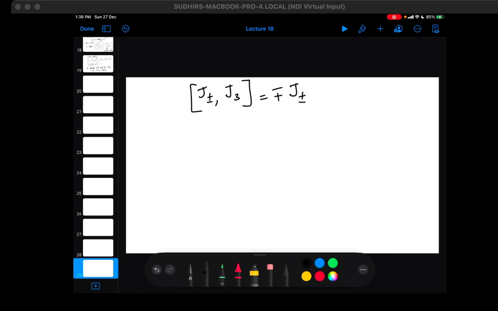So if the J square eigenvalues are lambda and the J3 eigenvalues are m, sorry for my bad handwriting, let me write it down nicely.